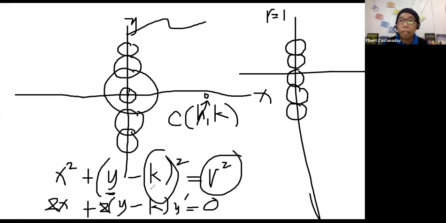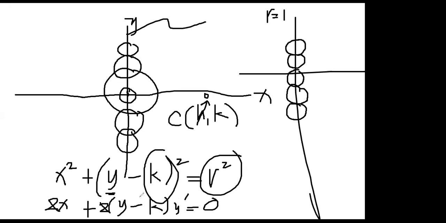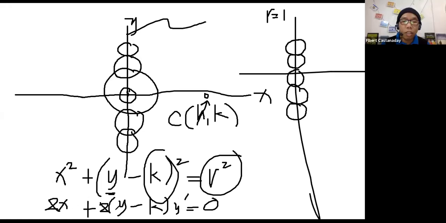Nasundan nyo yung steps? Opo, sir. O ganun lang. Bago nyo i-differentiate, i-simplify nyo muna. Tanggalin nyo muna yung mga common dyan or pwedeng i-cancel. Ito naman, since fixed na yung radius mo, ano yung equation dito, guys?